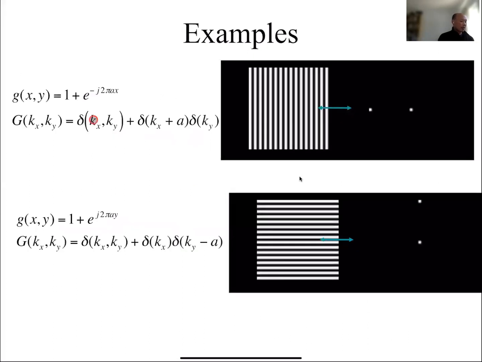So these are some examples here where g of x, y equals 1 plus e to the minus j 2 pi a x. So this is the Fourier transform of this one plus the Fourier transform of this one. Similarly, 1 plus this, we're going to get the Fourier transform of this plus the Fourier transform of this. Okay. So you can sort of see this 1 gives you a delta function. And this complex exponential, which gives you sort of this pattern here, gives you another delta function shifted off in k-space.